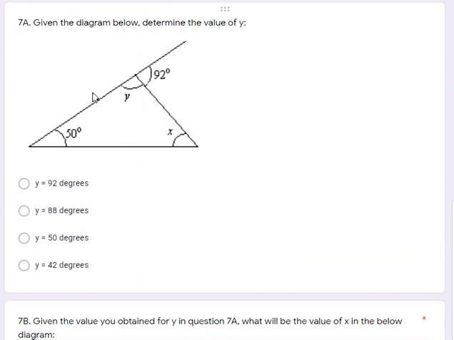Number 7, given this diagram below, determine the value of y. Y is located here. Now will y equal 92 degrees, 88 degrees, 50 degrees, or 42 degrees? So we're determining the value of y in this part of our overall diagram.